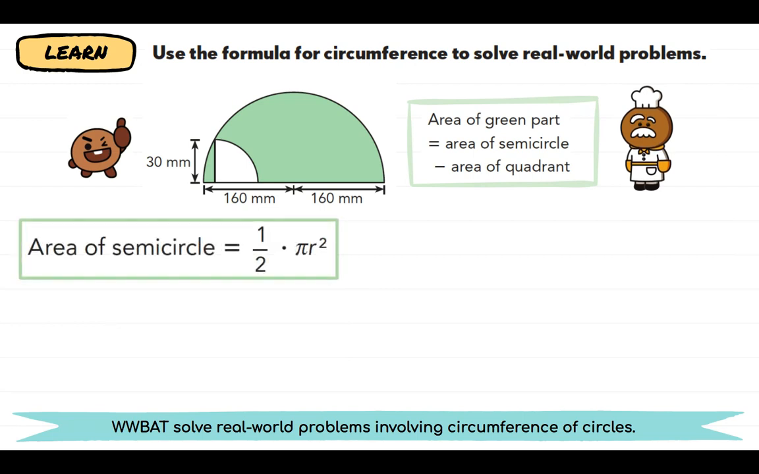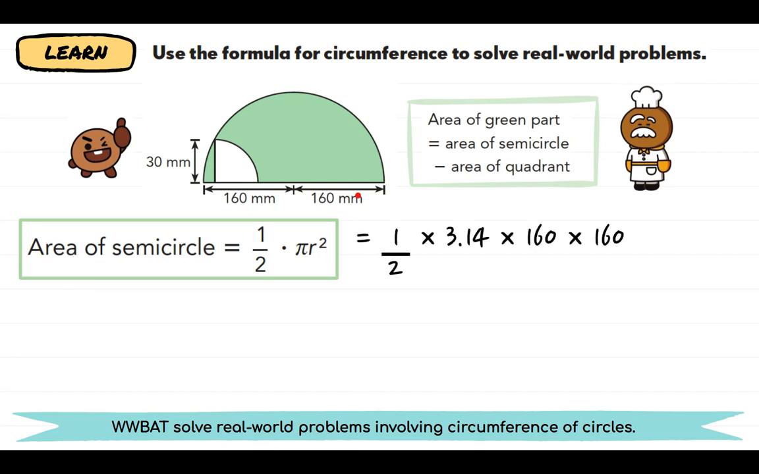To find the area of a semicircle, remember that a semicircle is half of a circle. To find the area of a circle, you use pi r squared. And because a semicircle is half of a circle, you just multiply that value by 1/2. So to write it out, I would have 1/2. Pi would be represented by 3.14 and the radius of this big semicircle is 160 millimeters.